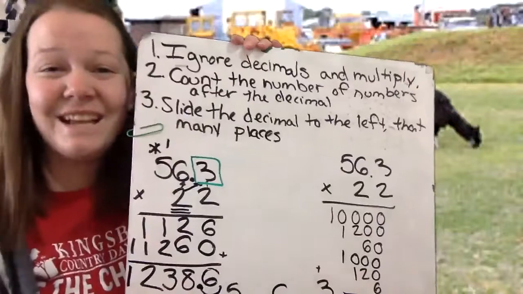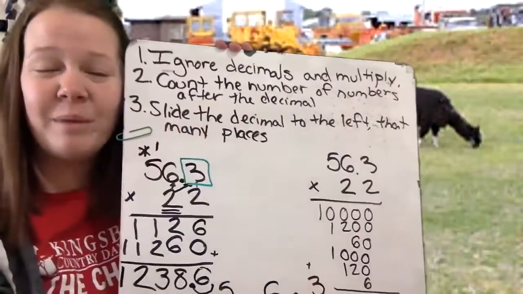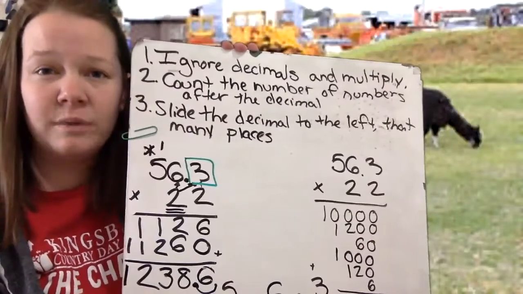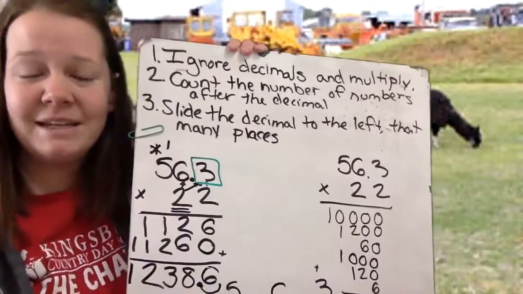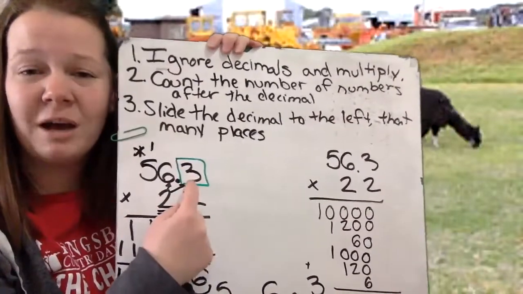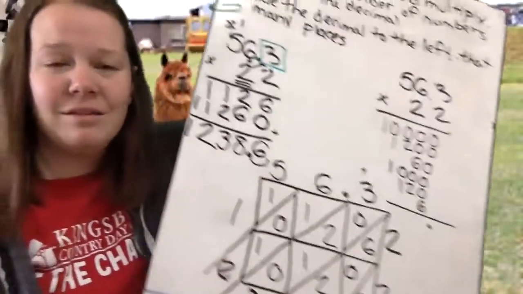But basically, your steps are ignore the decimal and multiply. So pretend it's not there. Then count to see how many numbers are after the decimal. And once you've counted, slide that decimal to the left that many times, just like how we did here. There's one number after the decimal, slide it to the left one time, and there's your answer. Okay? If you need more help or you're still stuck, let me know and I can see if I can help you in other ways too.